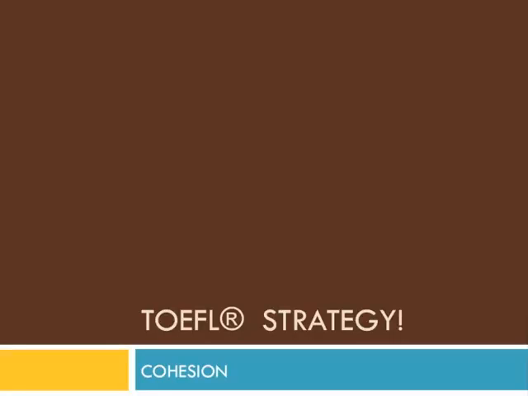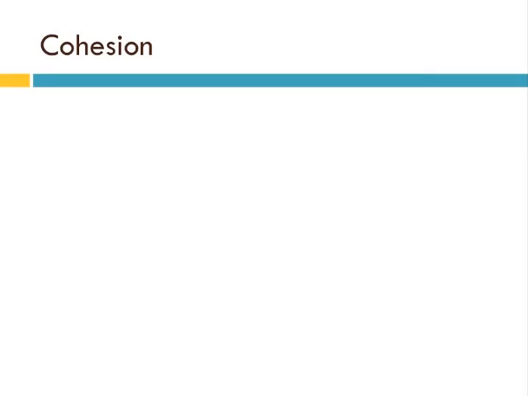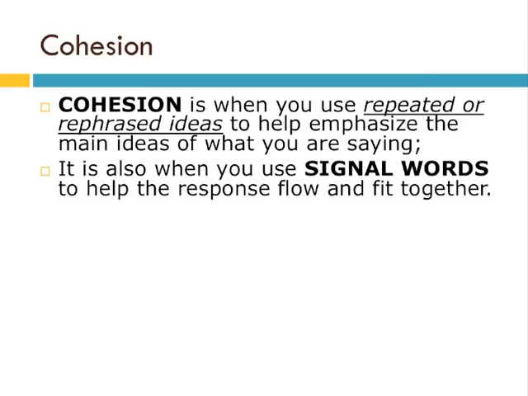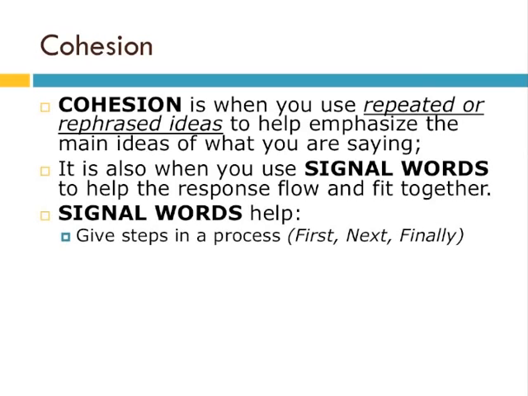Now, the second idea of the strategy is cohesion. And this is where we really come into the idea of how to connect information. Now, cohesion, kind of broadly defined, is when you use repeated or rephrased ideas to help emphasize the main ideas of what you are saying. It also involves the use of signal words. And signal words are key, I think, to this part of the test because it helps the response flow and fit together. Now, signal words can help in many different ways.